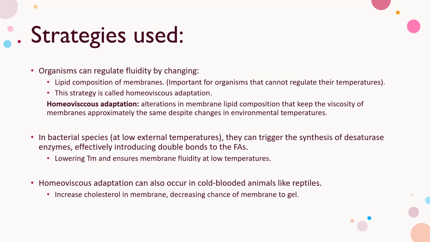Some examples of homeoviscous adaptation are when bacterial species at low temperatures can trigger the synthesis of desaturase enzymes. This enzyme introduces double bonds to the fatty acid chains to help lower the transition temperature of bacterial membranes, thus ensuring fluidity at low temperatures. Another example of homeoviscous adaptation is in cold-blooded animals like reptiles, where they can increase the amount of cholesterol in their membranes, thus decreasing the chance of their membranes going to a gel-like state.